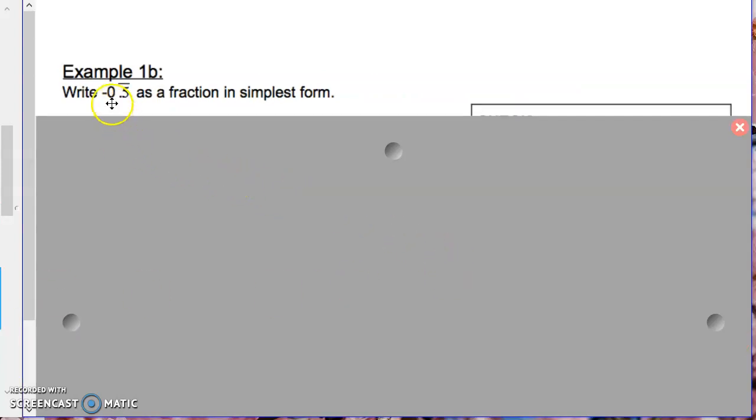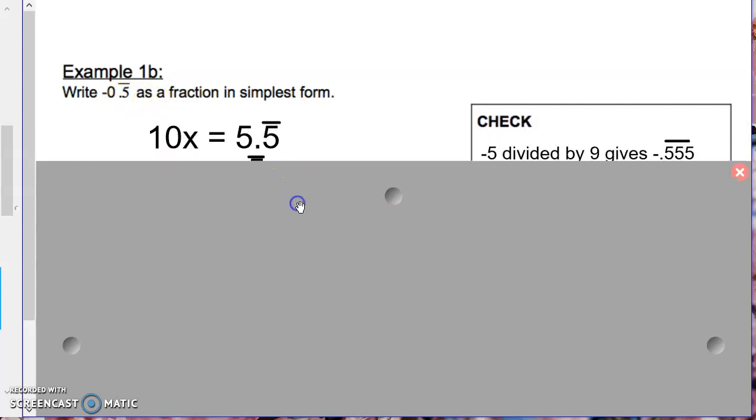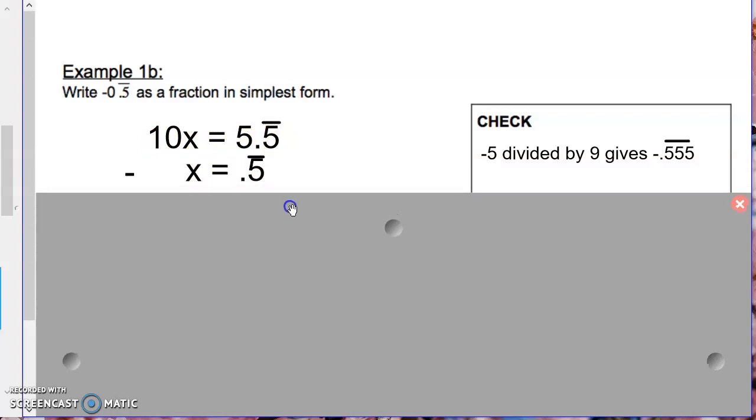Example 1b says write negative 0.5 repeating as a fraction in simplest form. Now, just like I forgot about the whole number the last time, this time I'm going to forget about the negative sign, and I'll put that back in at the end. I'm just worried about the 0.5 repeating, which again is one digit that is repeating. So I'm going to multiply both sides by 10. So 10 times x equals 5.5 repeating. Then I'm going to subtract x equals 0.5 repeating on both sides.